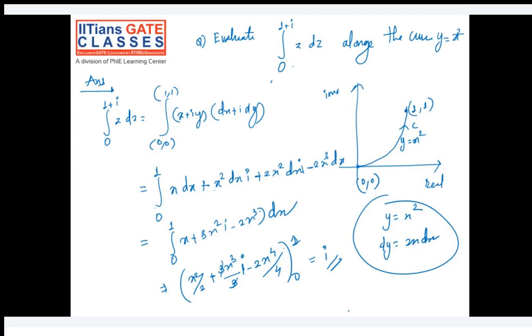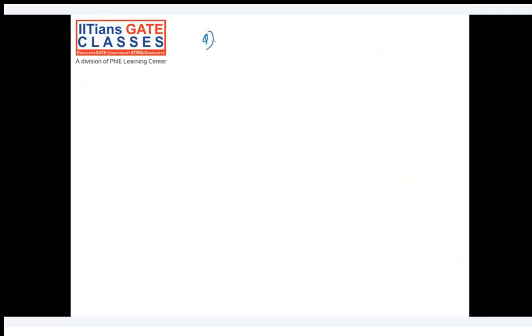Okay, so one more question I'll give for homework, which you can try. Evaluate the integral from 0 to 1 of (1 + i) times (x square minus i y) dz along the curve y is equal to x.